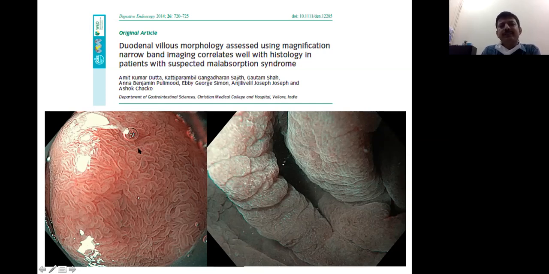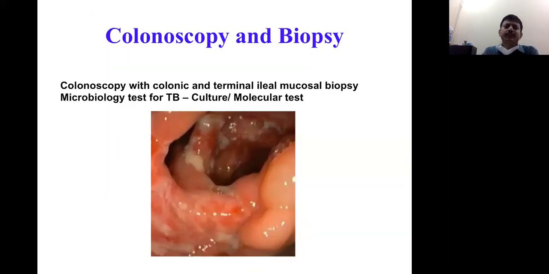So again, if somebody has already been worked up for malabsorption and the cause is not very clear, we can make use of this technology. Okay. So far, in terms of etiology, we said stool test, blood test, simple radiology, upper GI endoscopy, and duodenal biopsy. By this time, about 50 to 60% of the cases will get diagnosed actually. So at that stage, you can stop and proceed to treatment.